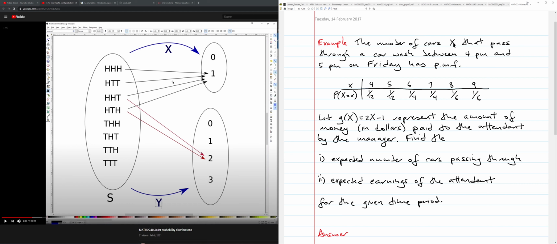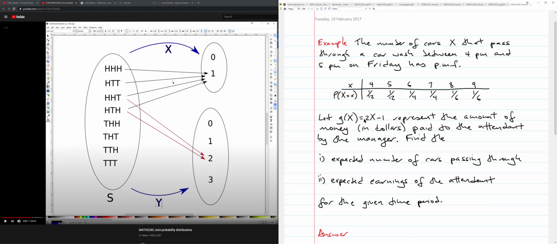Random variable x is the number of cars, but the second part is that 2x minus 1 is the amount of money paid to the attendant by the manager. So you have the attendant doing his job washing the cars, and the amount of money he gets is based on the number of cars that pass through the car wash. Let's say for each car he gets $2, so that's how you have 2x, and for some reason it's minus 1, probably because he has expenses or something like that.